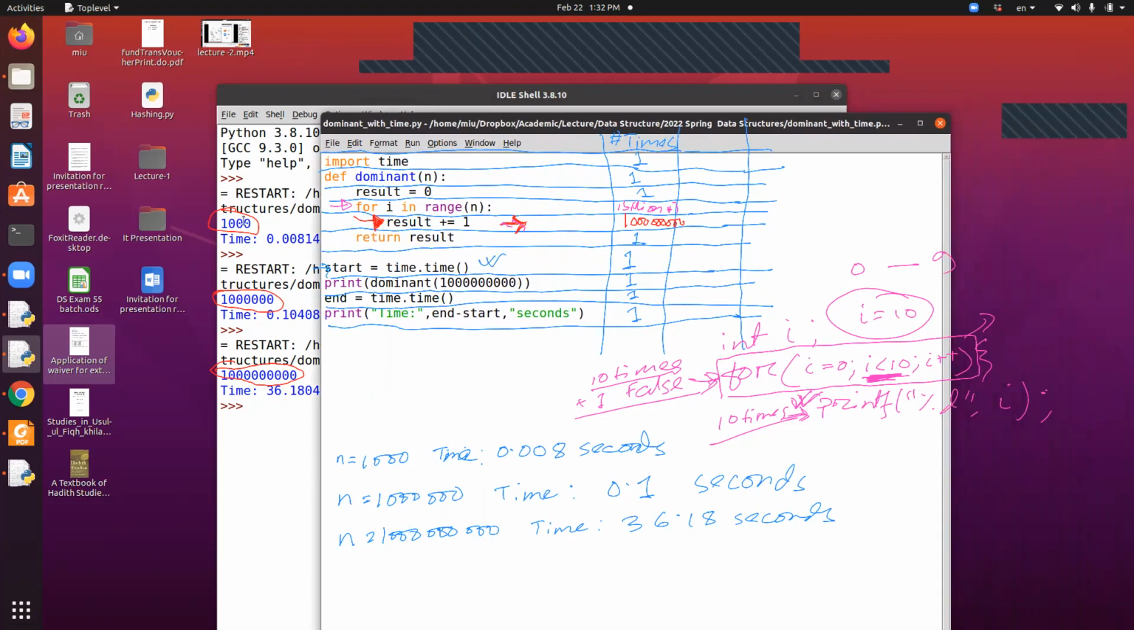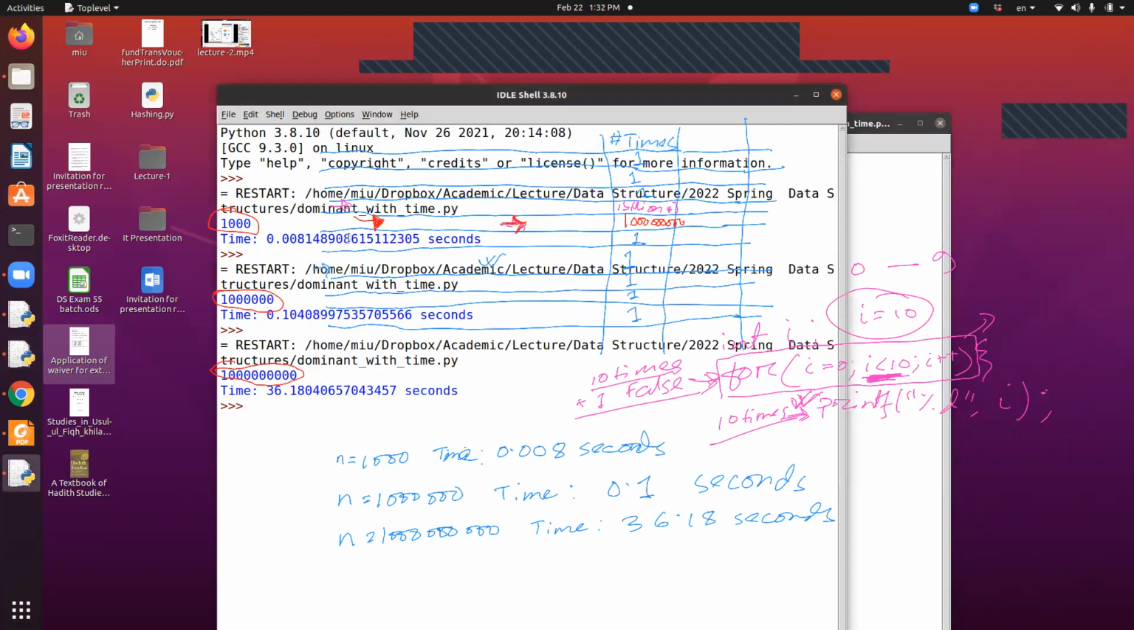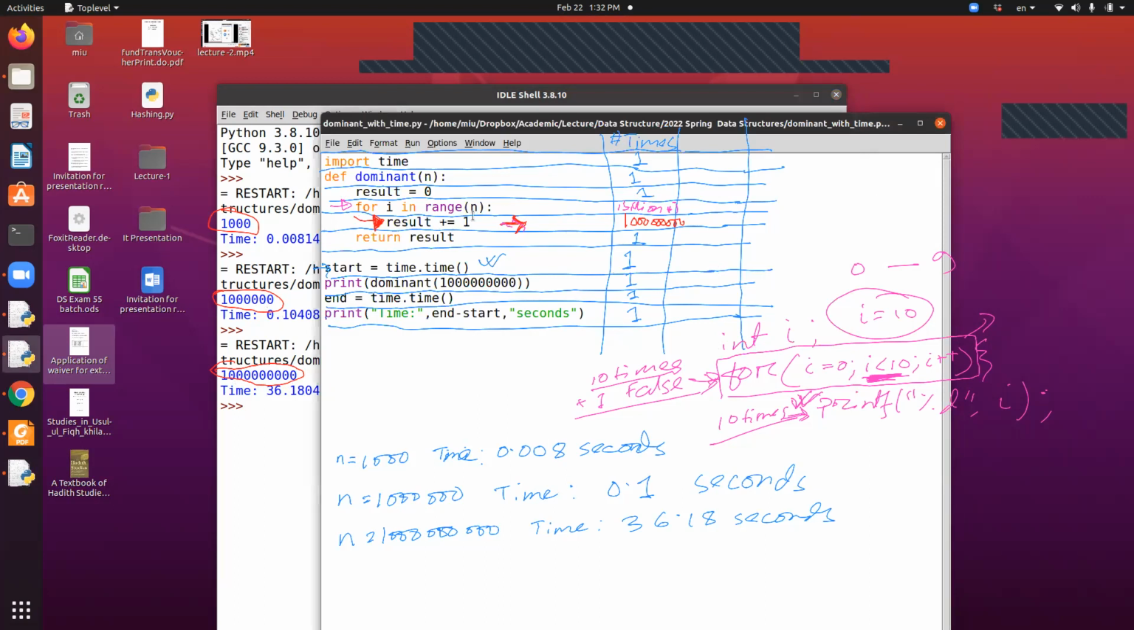As the value of n increases, the time is increasing. When n was 1000, time was 0.008 second, when n was 1 million, time was 0.10 second, when n was 1 billion, the time was 36 seconds. Is there any correlation between these two? Can you find any correlation? Why is it correlated with n? Is it something to do with n, or is it something to do with some line?